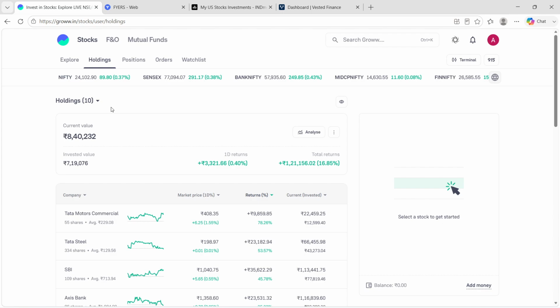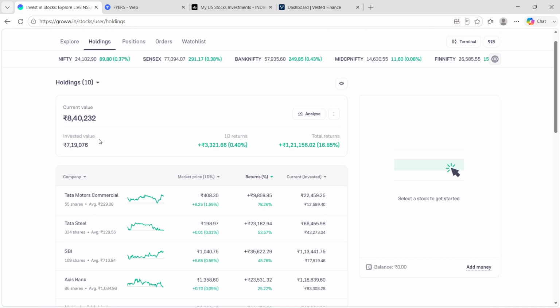Hello friends, today I will show my investment report including Indian investment and US investment. So first we'll start with the Indian investment, which is the Groww account where I have invested. Here you can see the investment value, the current value, and the one day return.